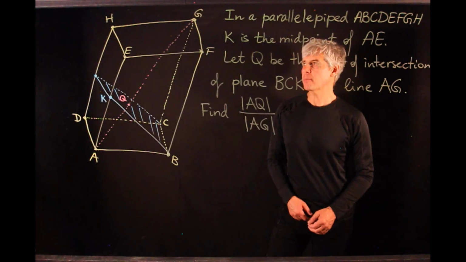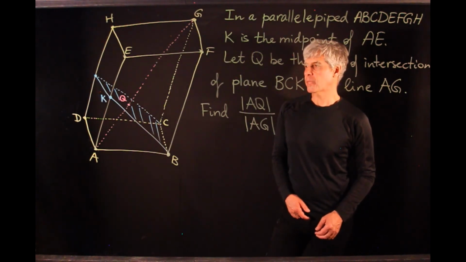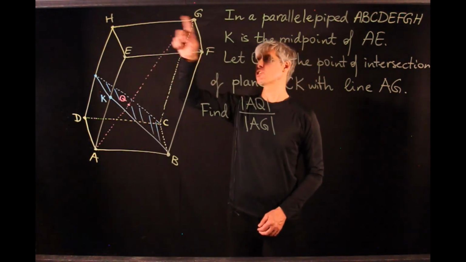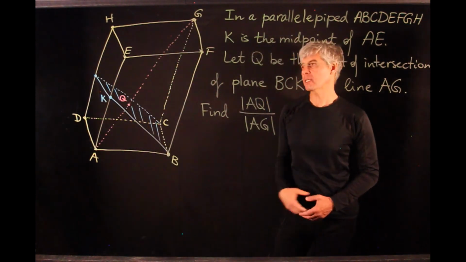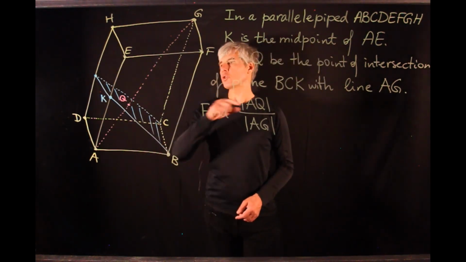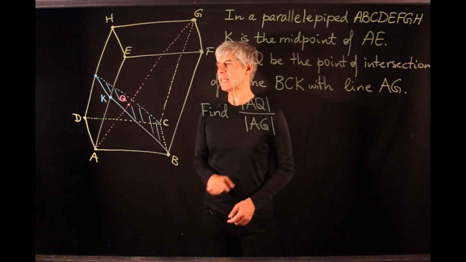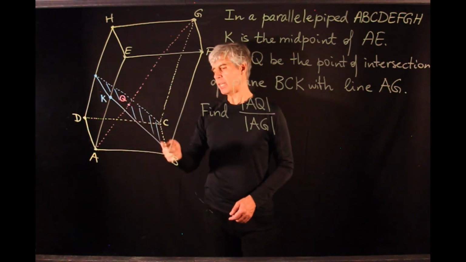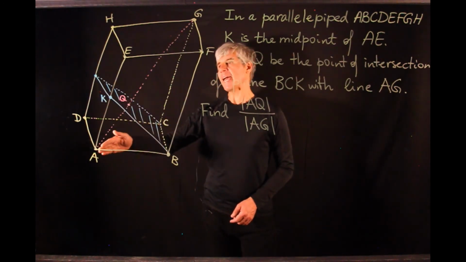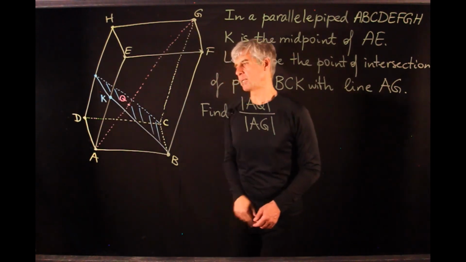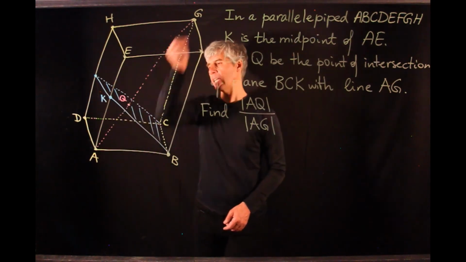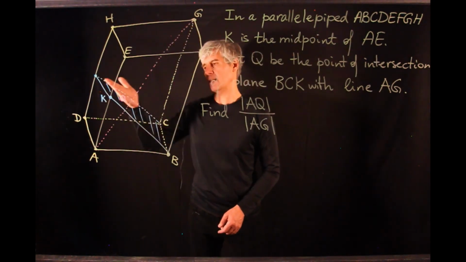Let's consider another problem on geometry of solids. So here we have a parallelepiped ABCDEFGH. A parallelepiped is a three-dimensional generalization of a parallelogram. Let's choose K, a midpoint on AE, and consider the plane BCK. And also consider the diagonal AG in this parallelepiped. We choose the point Q to be the point of intersection of the line AG with the plane BCK.